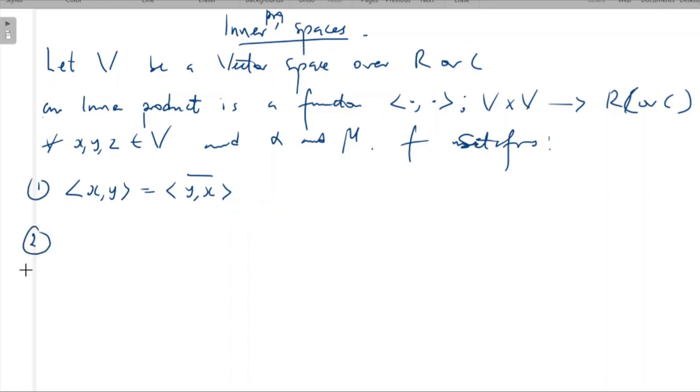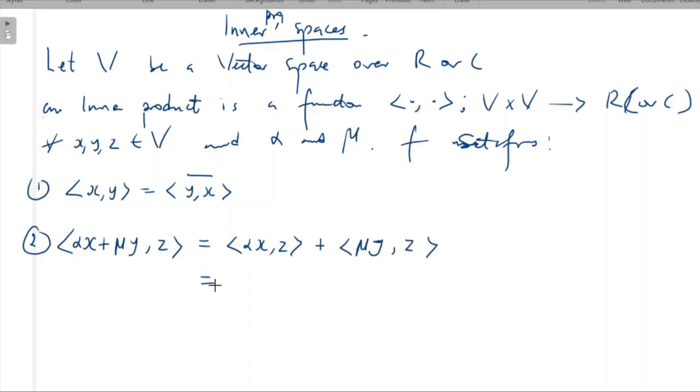The second property is that of the linearity. Let's say this has a scalar multiplied by a vector plus another scalar multiplied by a vector, and you are taking the inner product of this with another vector z. Let me do it a step at a time now. Your result will be something like this: alpha x combined with z plus mu y combined with z.